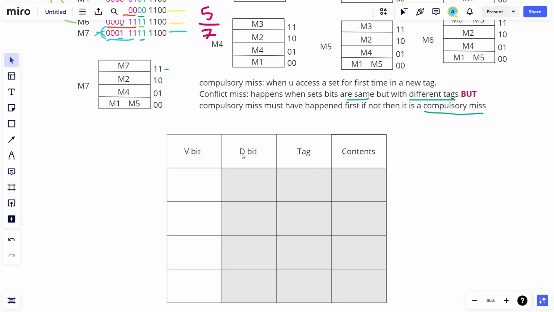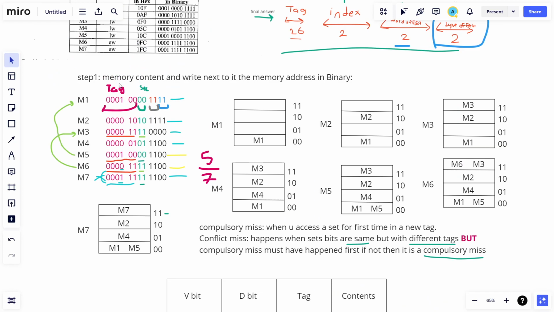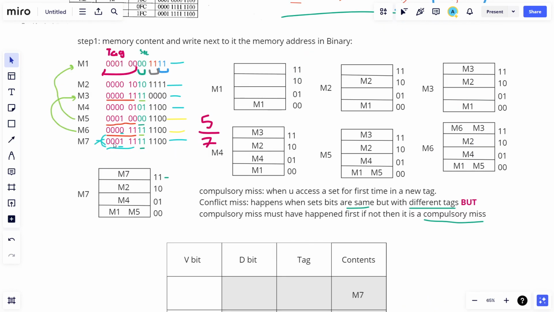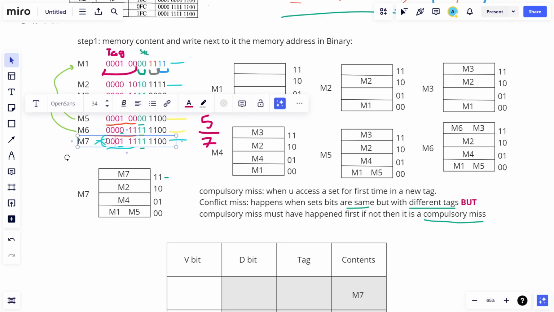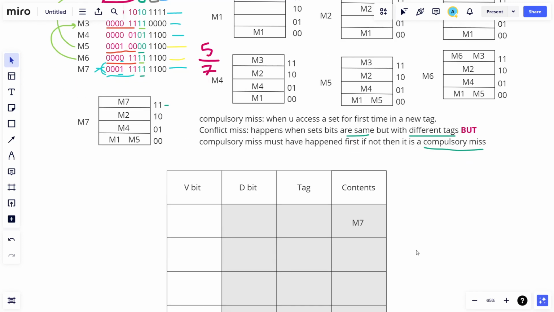It contains v-bit, d-bit, tag, and contents. What should I be writing here? It's pretty easy. I'm going to write M7, because as you can see M7 is here, and then I'm going to drag it to contents because this is where it belongs. And then what is the tag of M7? I'm going to look at the tag from what I have done in step number 1, which is 000111, right? 000111. I'm going to take it and put it over here.